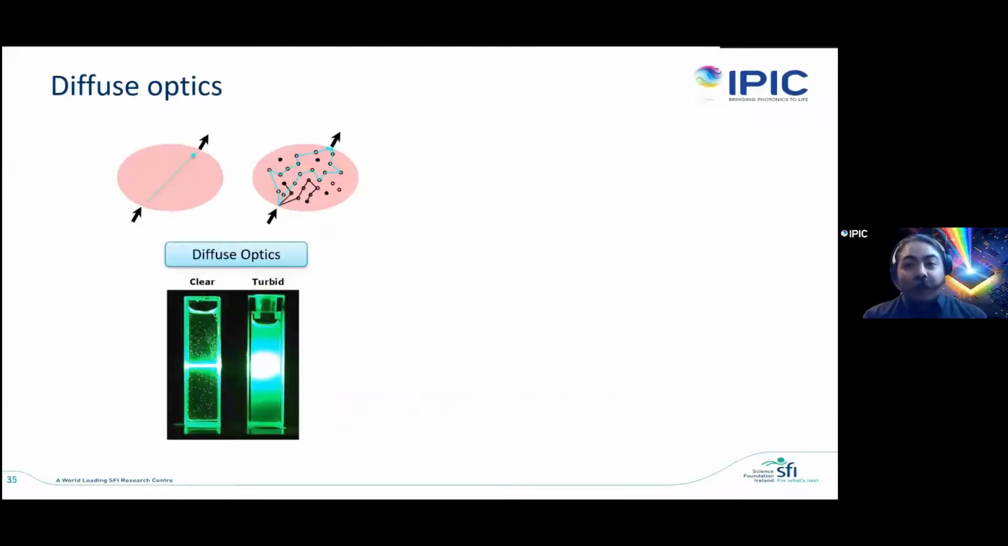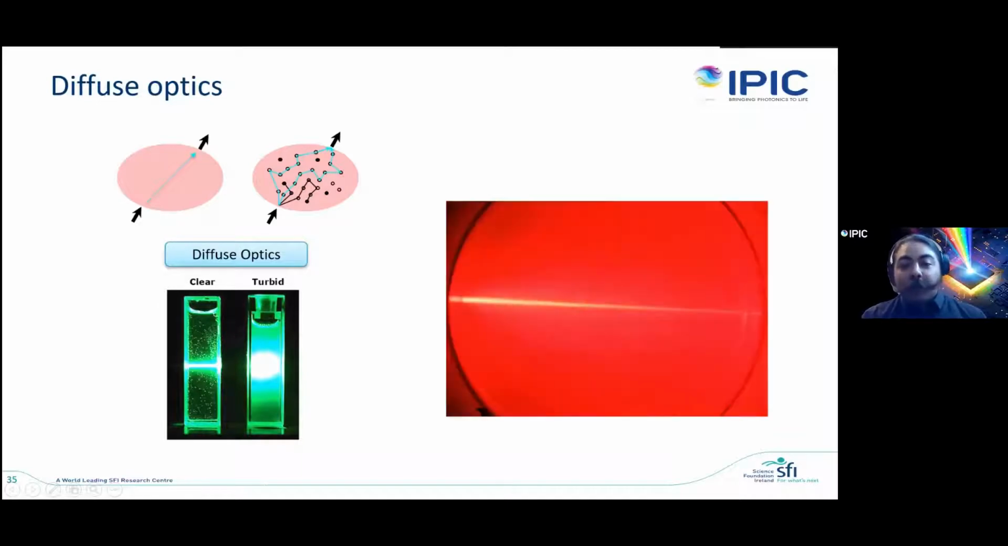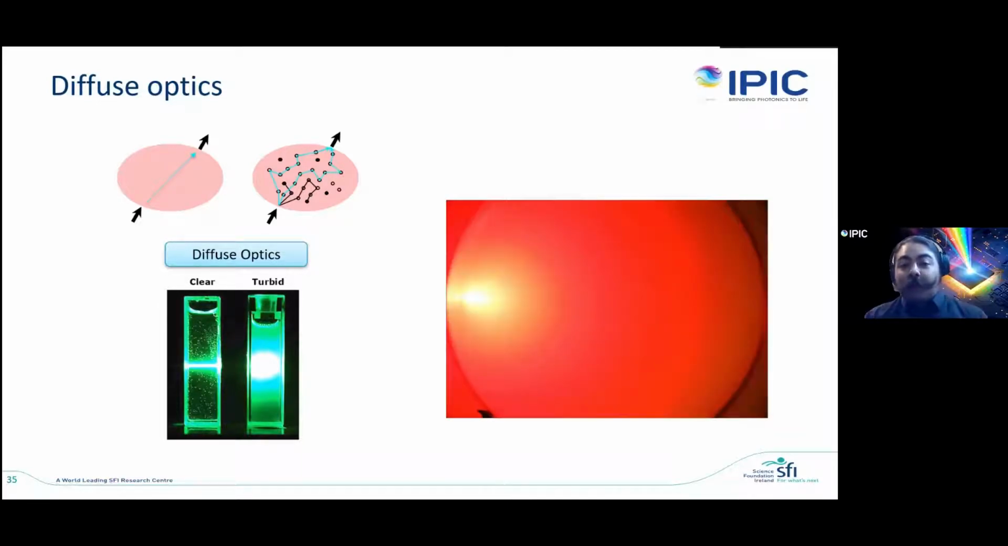But in diffuse optics, we don't have anything like direct transmission. In diffuse optics, the light bounces over and over inside the medium before reaching the other side. You can see it in this example of a cuvette. In a clear medium, you have the light going through directly, and in a turbid or diffuse medium, you have it going all over. You can see it better in this image.